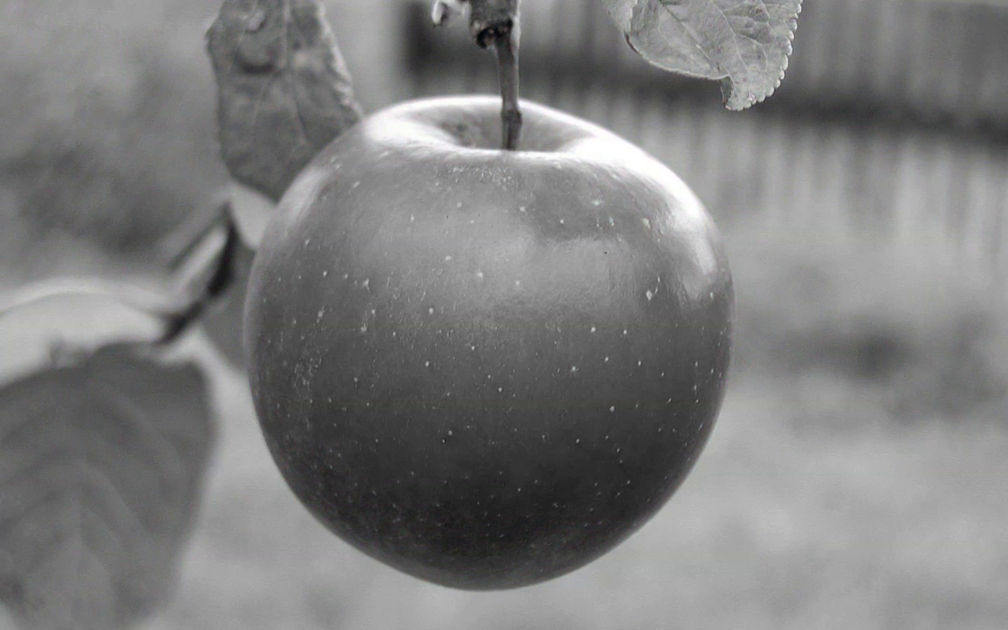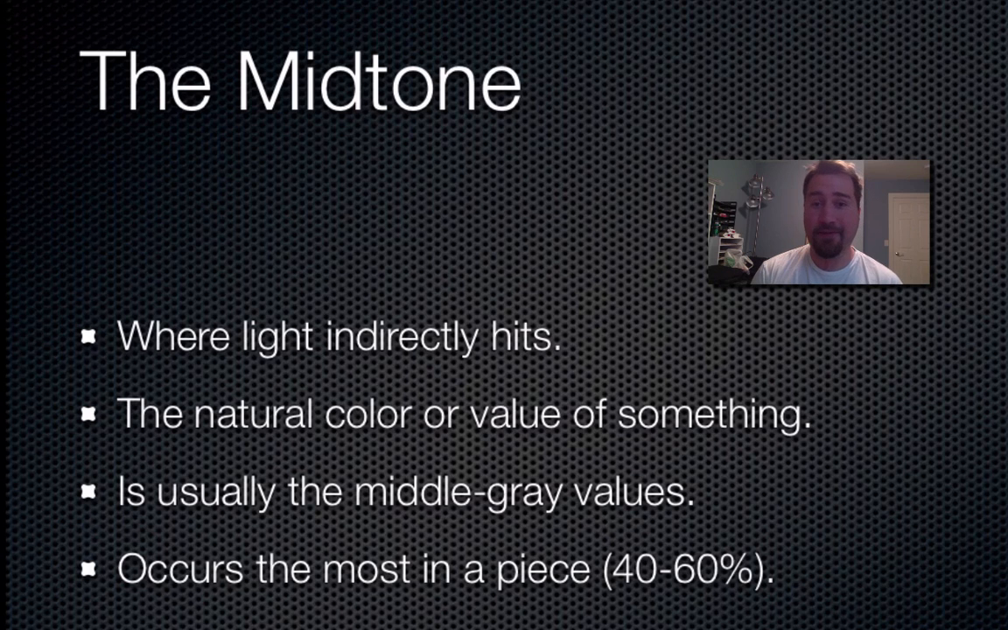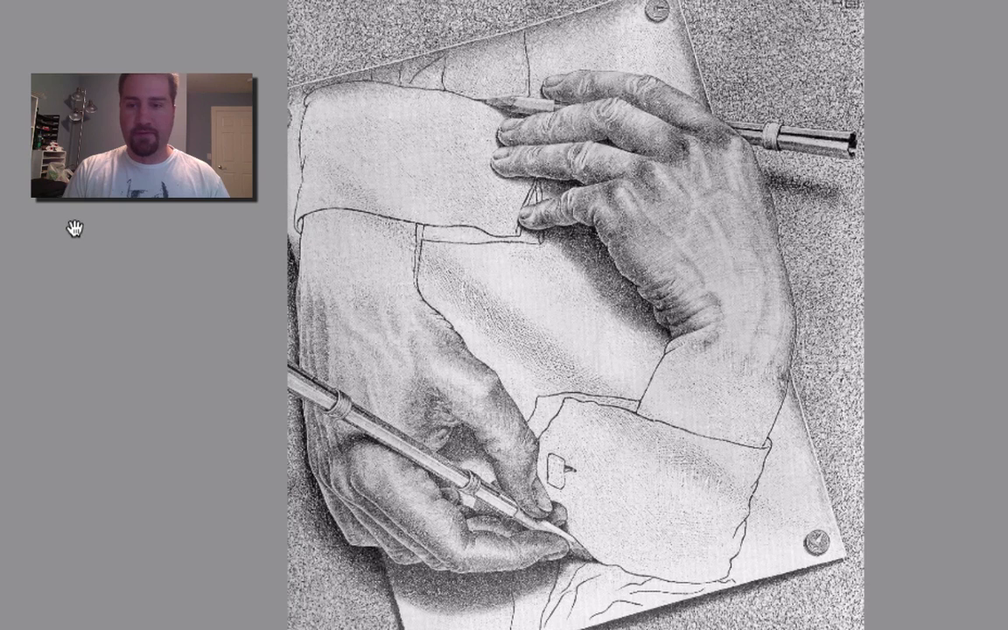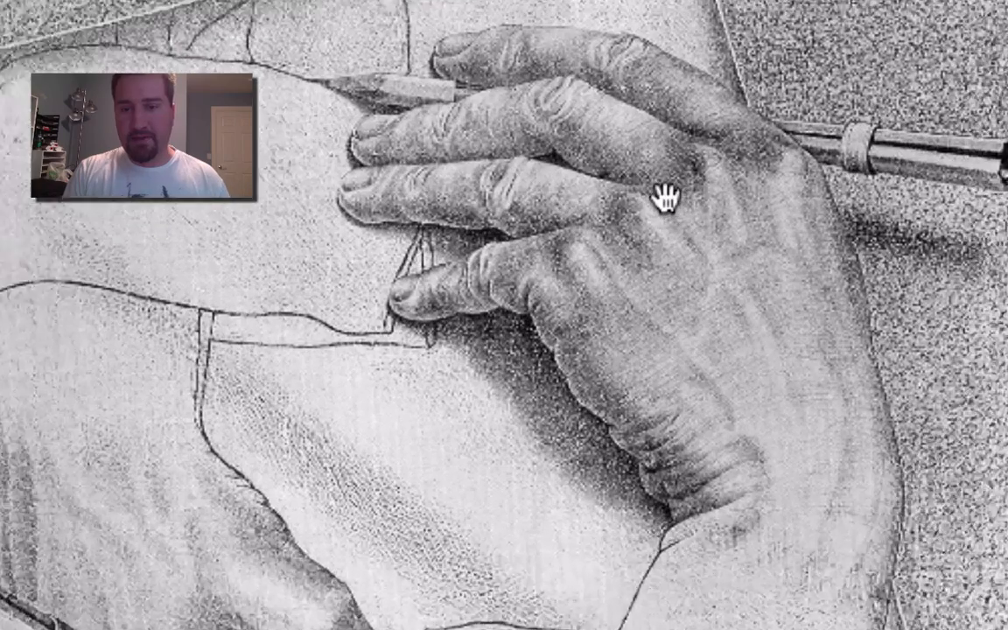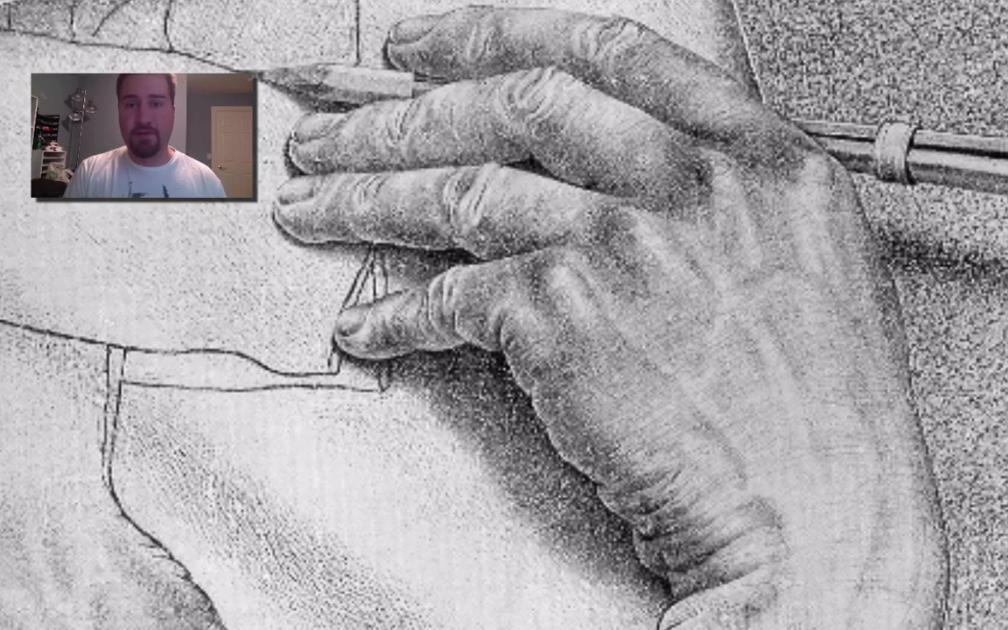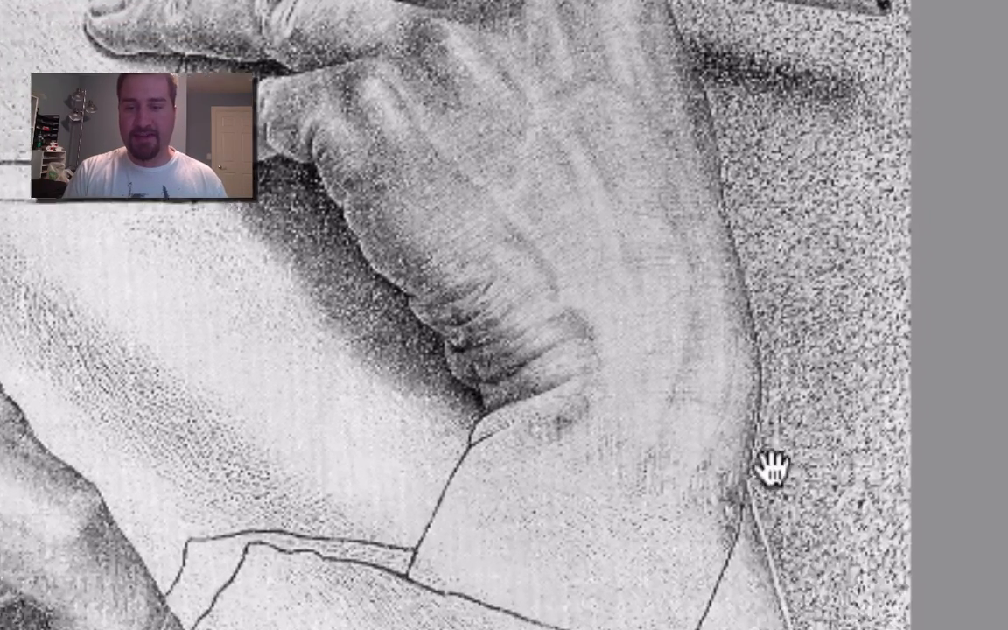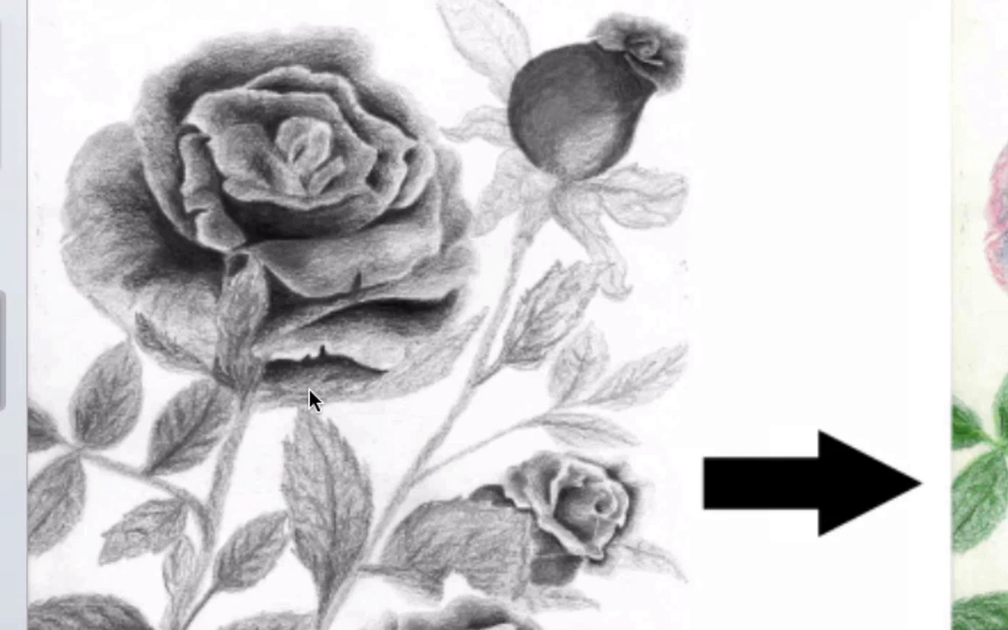In a value drawing used with just normal pencils, this would normally be your middle gray values in the piece. And the other weird thing is, this occurs the most, meaning most of your drawing, between 40 and 60% of your paper, will be your midtone. If we go over here to Mr. Escher, the midtone would be any of the gray that's used on the fingers, the hands, and starting in parts of the wrist.